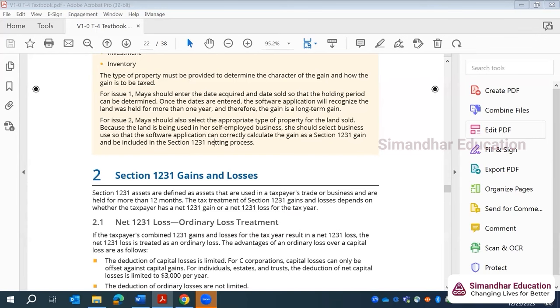If you're using this furniture for ordinary trade or business and you're using it for over a year, it is a section 1231 personal property, all right?